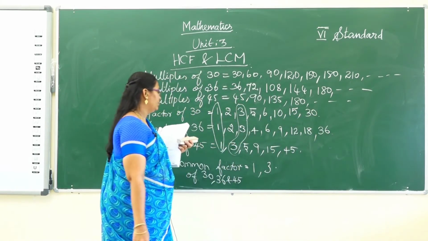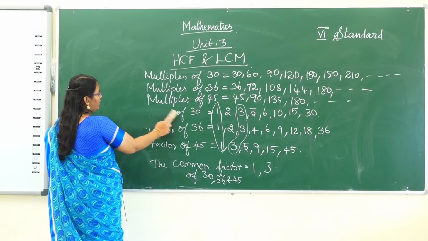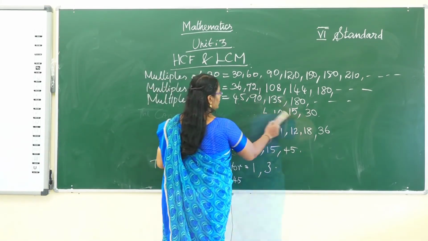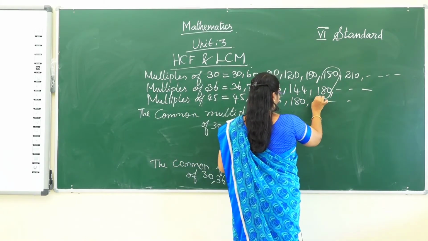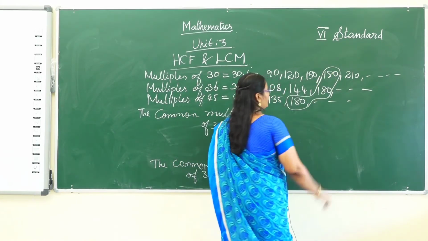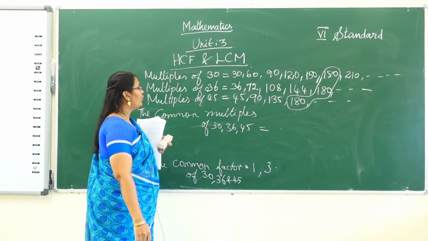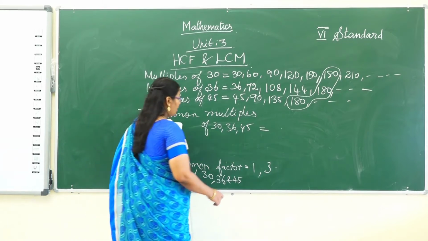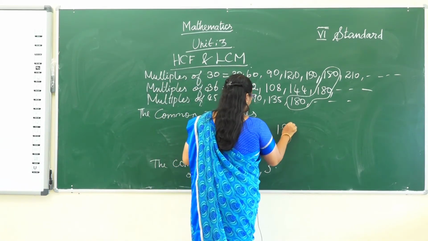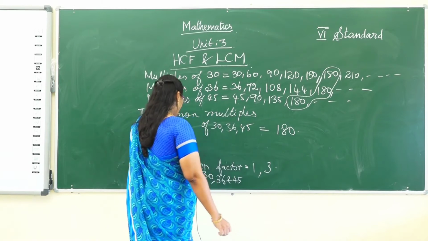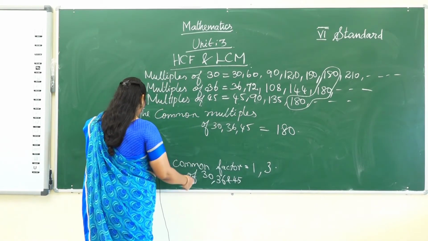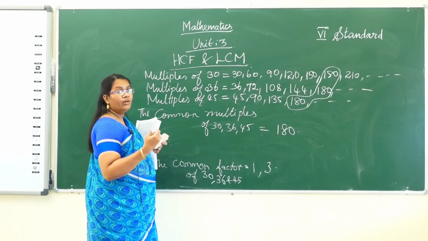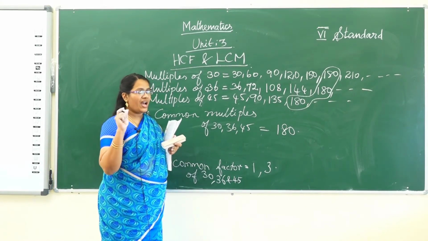Now write the common multiples. 180 is a common multiple for the numbers 30, 36 and 45. So 180. Now let me find out the HCF and LCM.